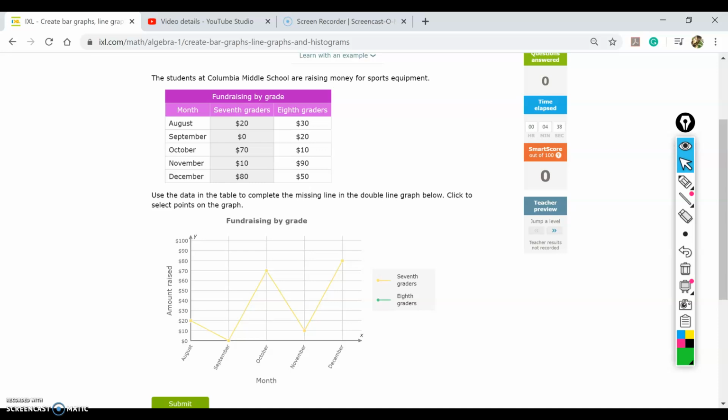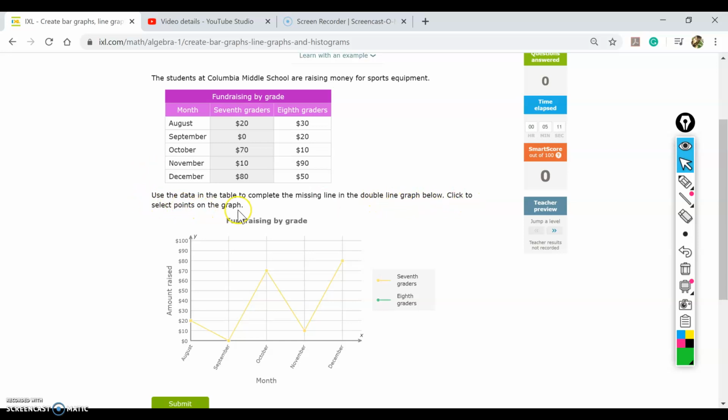Okay, so question one. I'm going to read the problem. The students at Columbia Middle School are raising money for sports equipment. And then they give you a little table that says fundraising by grade level, month, 7th graders, 8th graders. They give you the months and the money they raised for those specific months and grade levels. Now I'm going to read here. It says, use the data in the table to complete the missing line in the double line graph below.